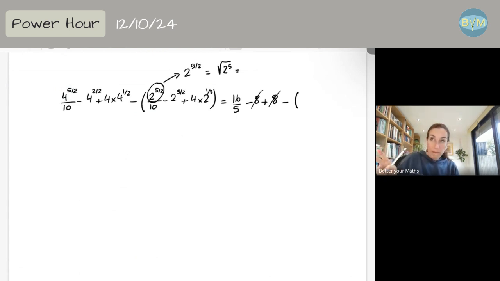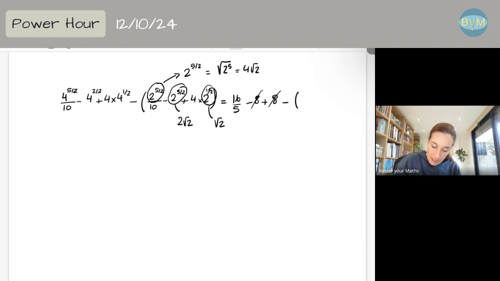So 2 2's can go outside, and then 1 2 can go inside. So this is 2 to the power of 5. 2 can go outside. So this is 4 root 2. 4 root 2. This one is 2 root 2. And this one is root 2.